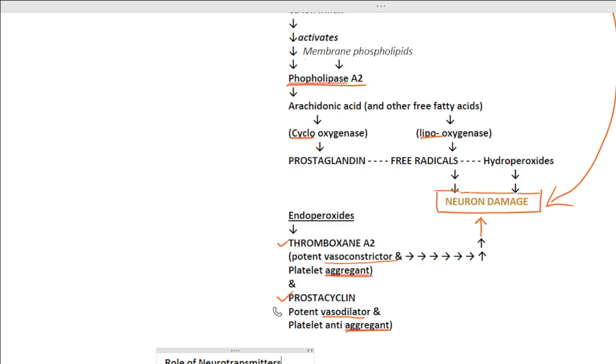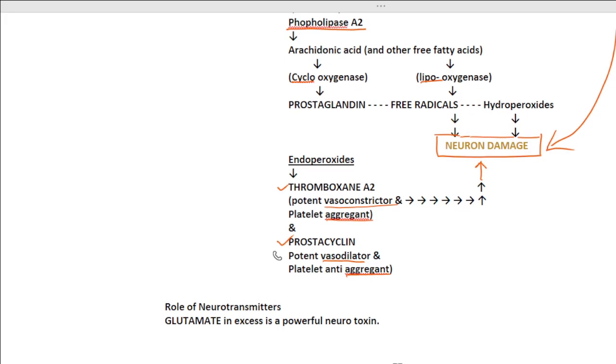So it has been shown that glutamate in excess is a powerful toxin substance. Yeah, toxin. You remember that.